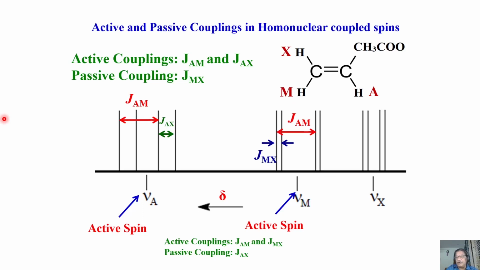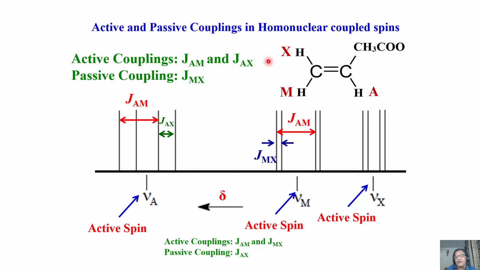Now go to the chemical shift of X. What are you going to see in X? X is the active spin. What are the passive spins? M and A. What are the couplings you see here? Coupling between MX and AX. They are active couplings. What is the coupling AM? It's a passive coupling.